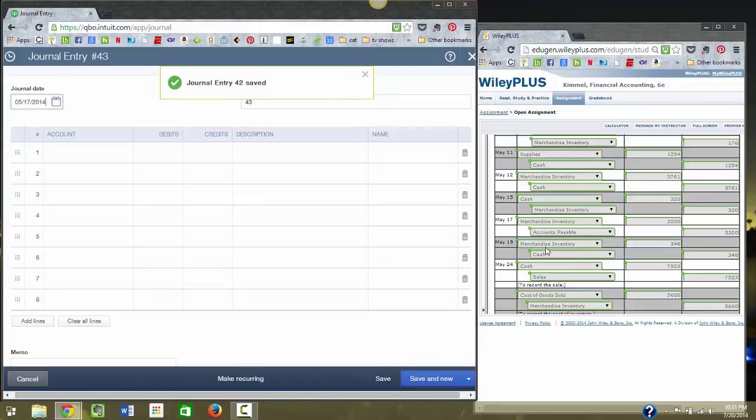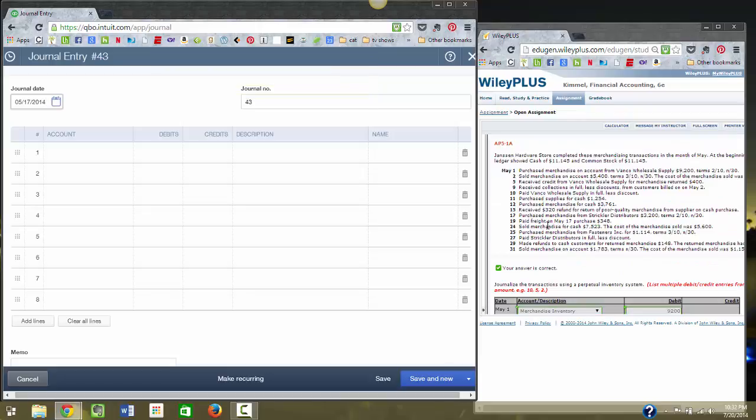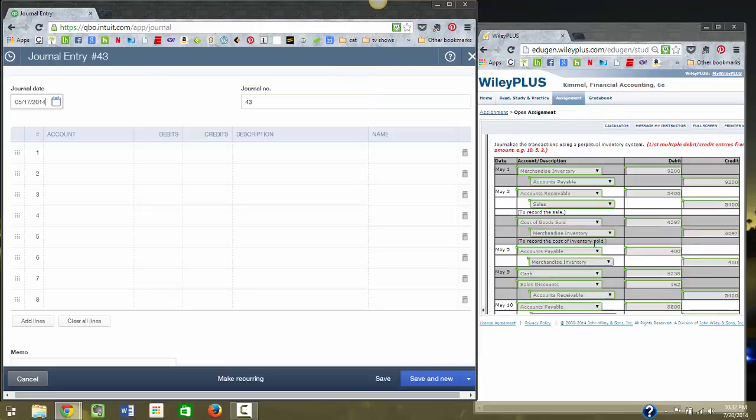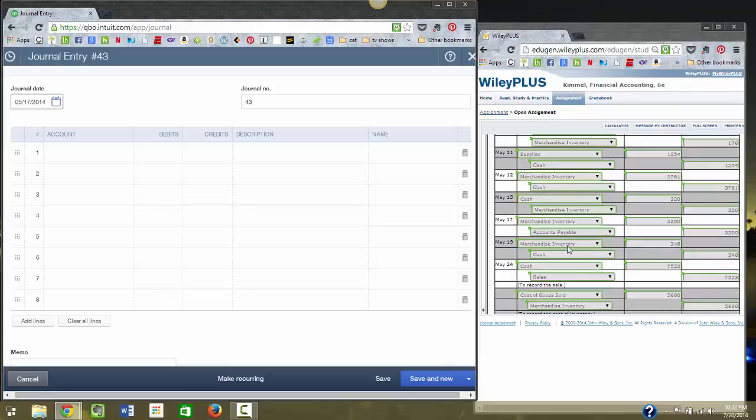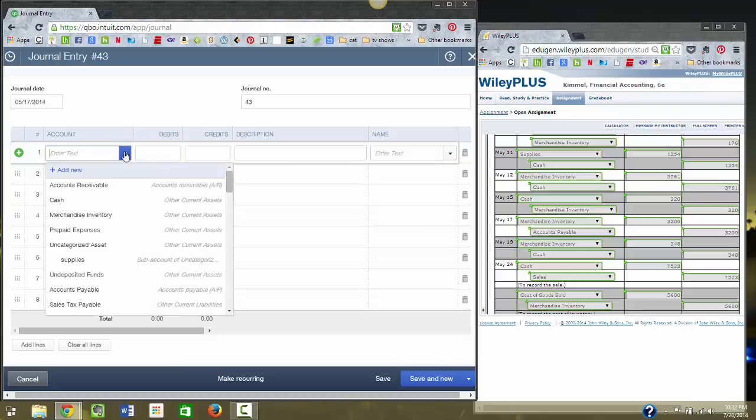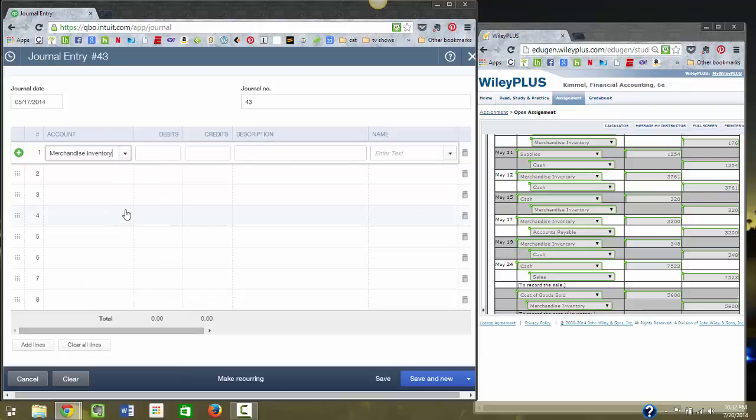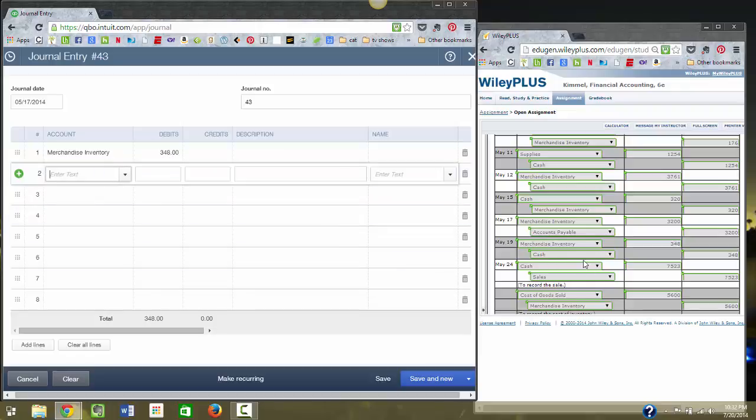Next up, we have May 19th. Where we paid freight on the May 17th purchase, and that was $348. So that's going to go into our merchandise inventory. So merchandise inventory, we're going to debit for $348. And cash is going to be credited for that amount. And once again, that will complete that for you automatically. And this is for May 19th.